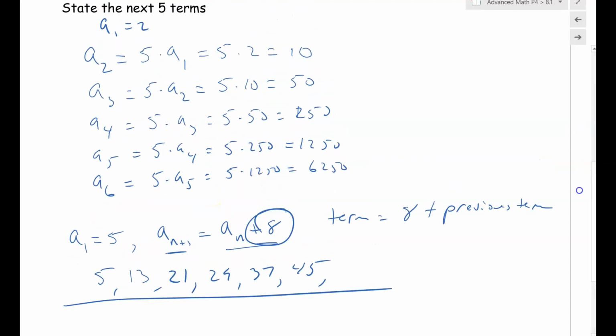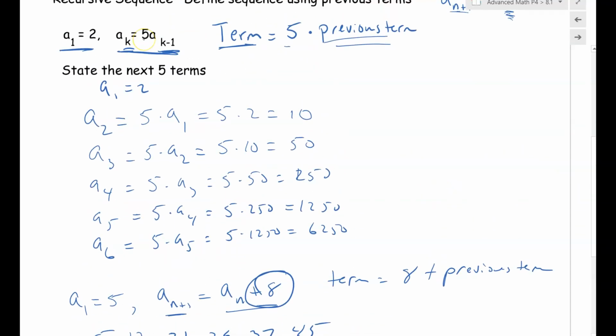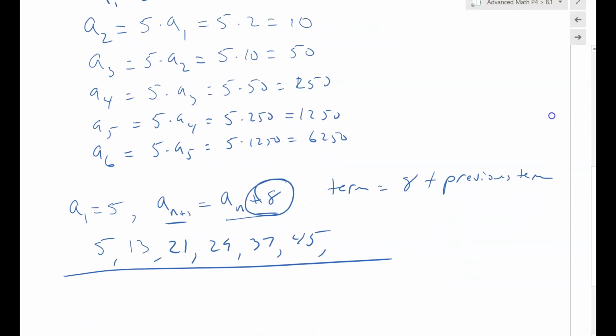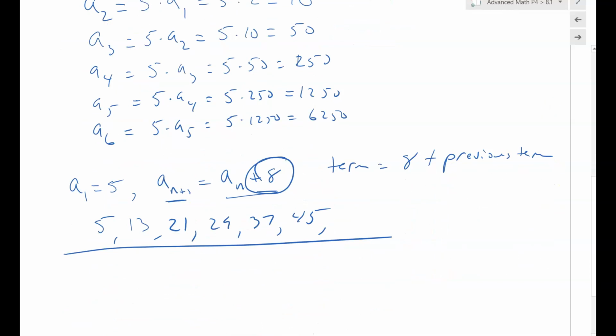Up here, I could have done this quicker. It's saying multiply 5 times the one before it. Okay, so we'll play around with that a little bit. We might have to come back to it. It can be a little tricky at times.